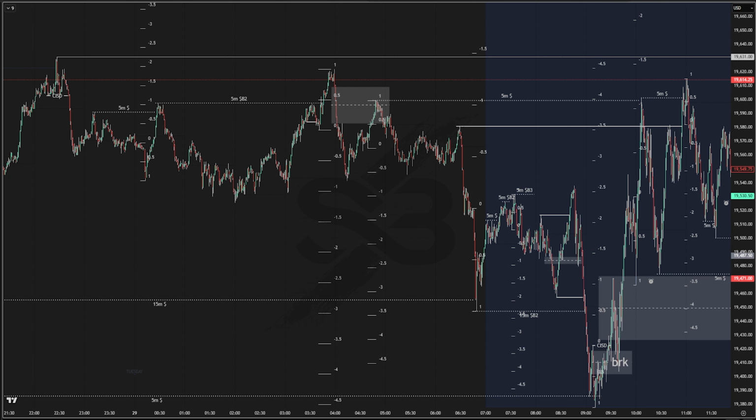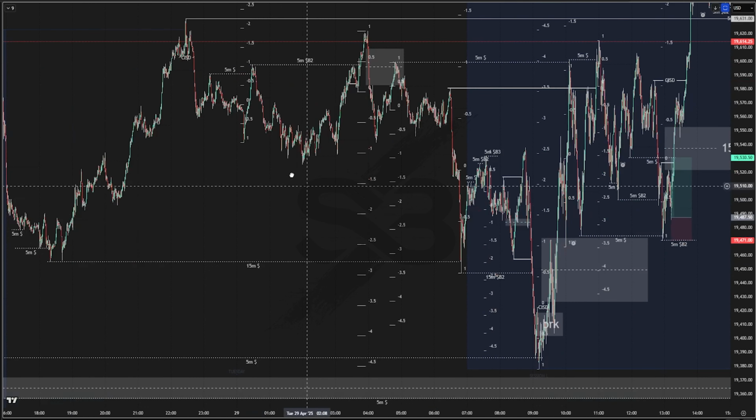With the bullet 1, I'm looking for the ideal setup. With the bullet 2, I'm willing to be a little bit more lenient and I'm willing to lower my expectations because it is more likely to play out by default as long as the draw on liquidity that I have is correct. So that's basically the story here.